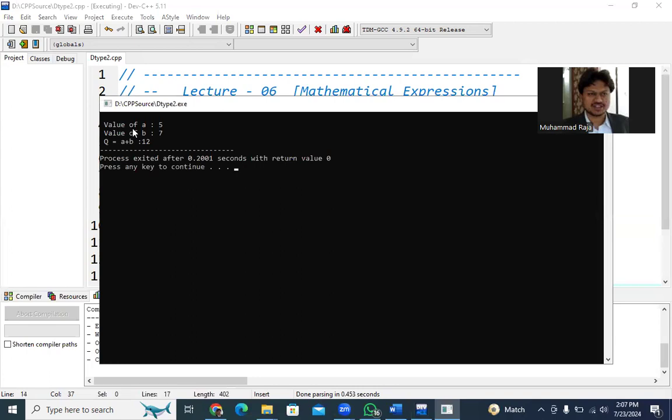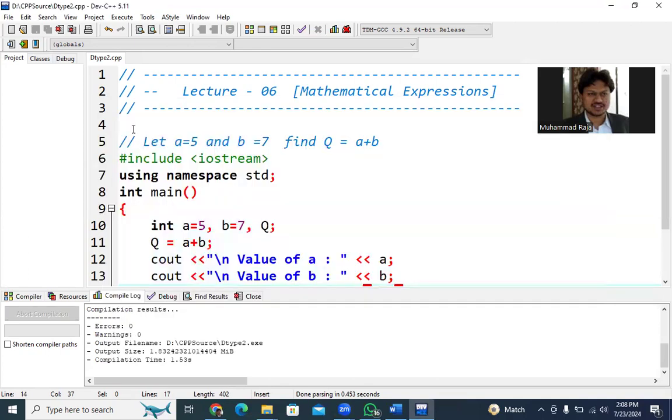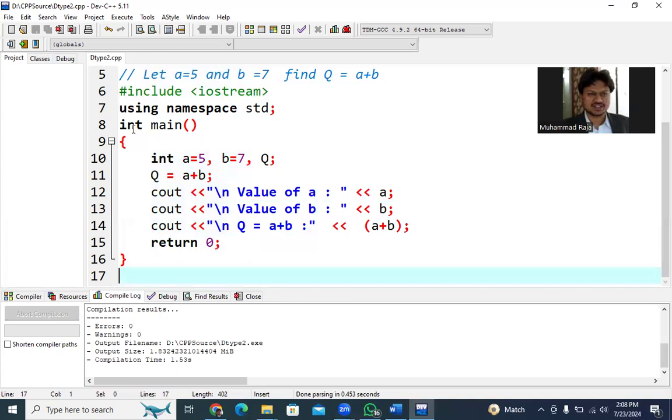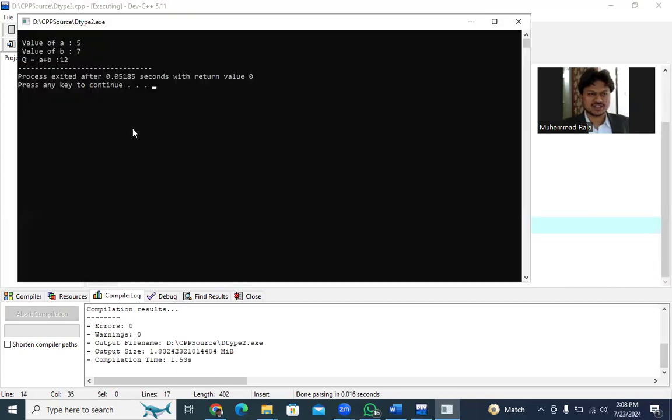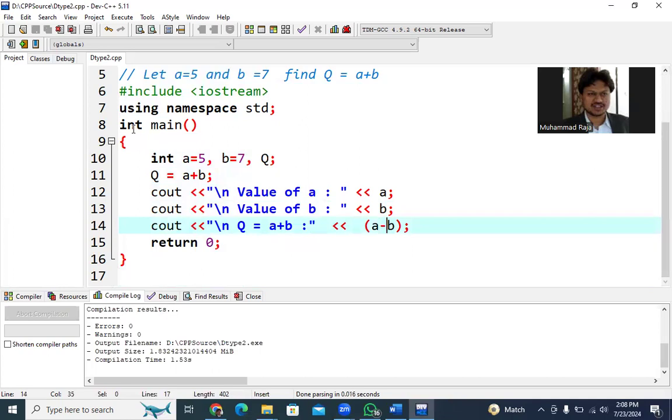So again, we run it: 0 errors, 0 warnings. The value of A is equal to 5. Value of B is 7. A very straightforward program for the addition. The same thing is for subtraction. If we go with subtraction, again these two lines, and it is subtraction. So again, I save and we press F10. So we get the answer of subtraction, A plus B. Oh no, A minus B.